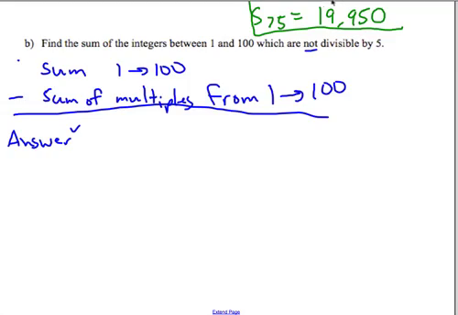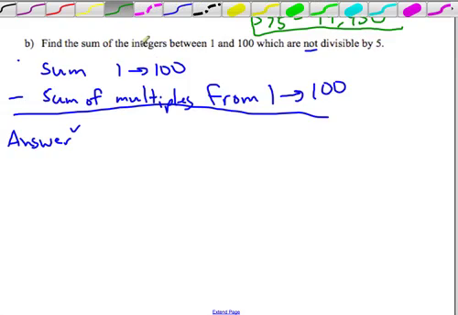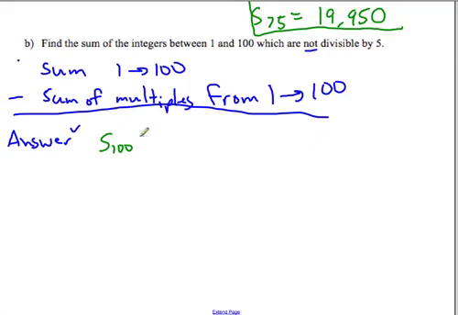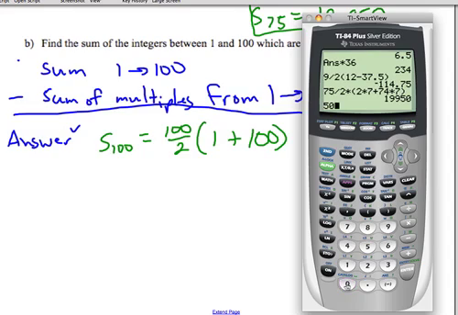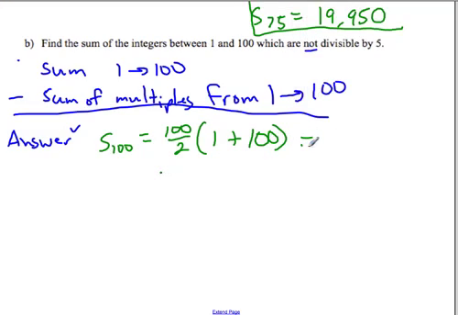The sum of the integers from 1 to 100 is going to be, well, let's see, S100 equals 100 divided by 2 times the first term plus the last term, which is 1 plus 100. Now 100 divided by 2 is just 50. So it's going to be 50 divided by 2 times 101, which is 25, 25.